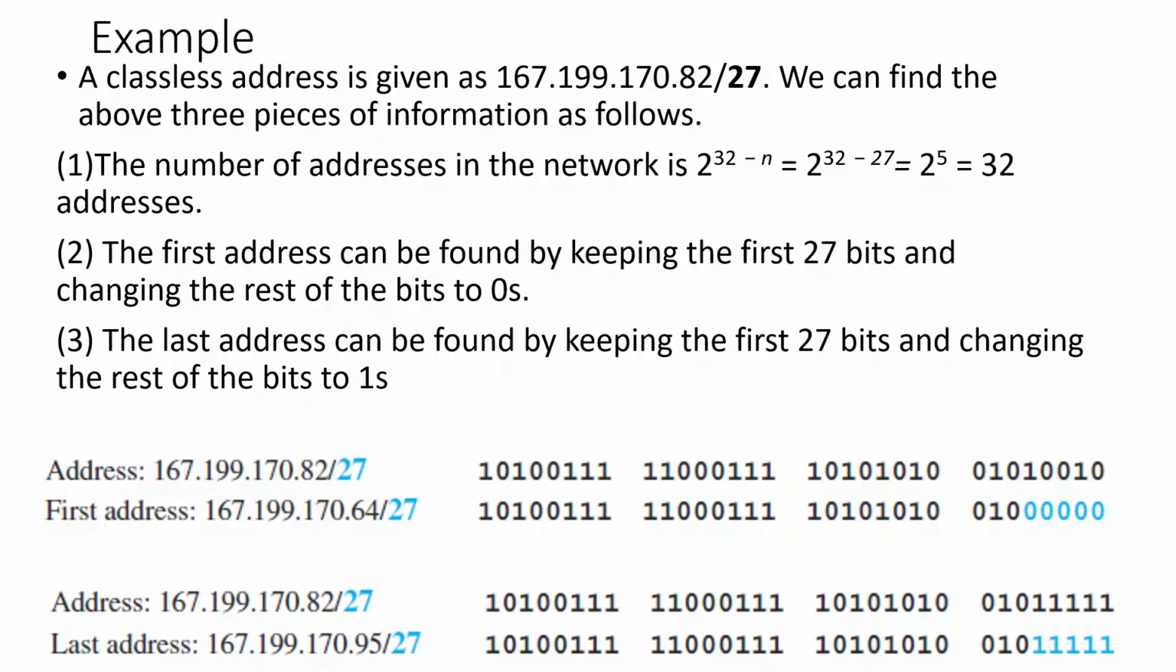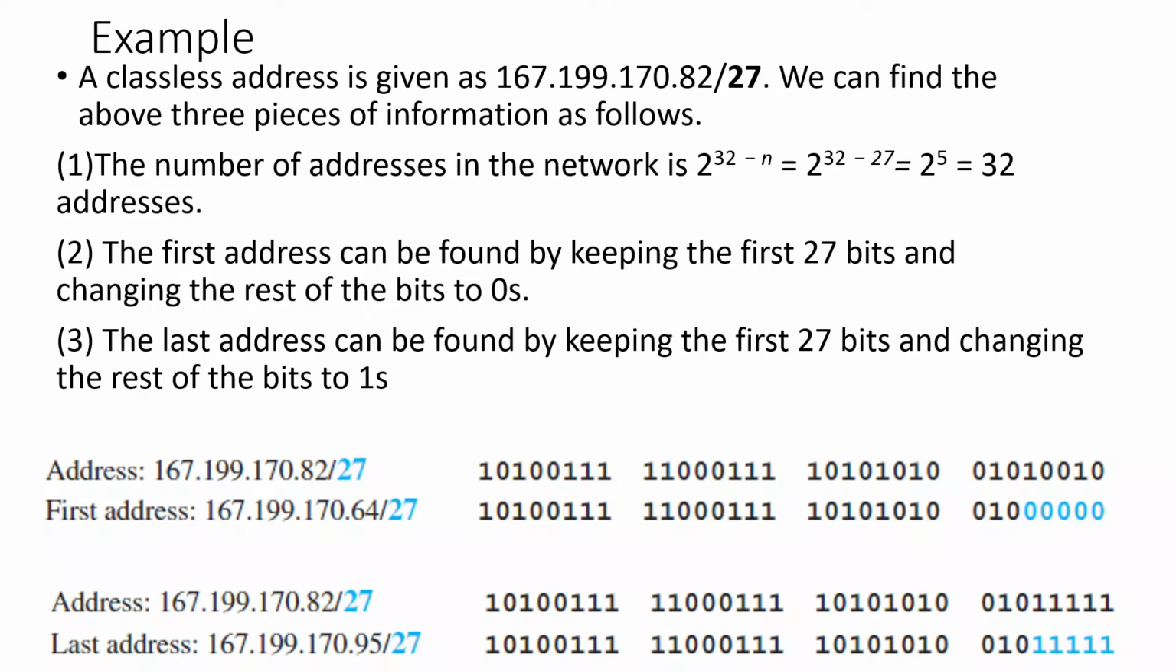This is one of the examples. A classless address is given as 167.199.170.82/27. We can find the above 3 pieces of information as follows. The first one is the number of addresses in the network. So the total number of addresses in the network, capital N, you have to find out. What is the formula for finding the capital N? Capital N is equal to 2 power 32 minus small n. Small n is equal to the prefix length. The prefix length is the number after the slash.